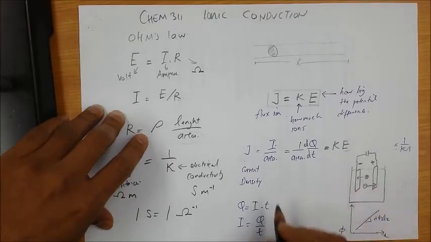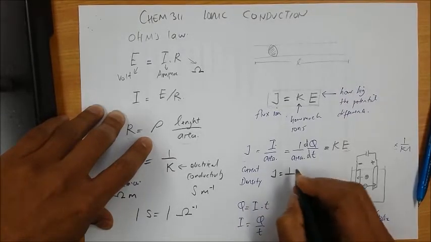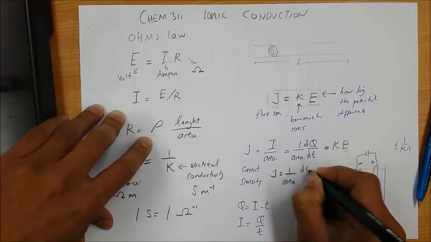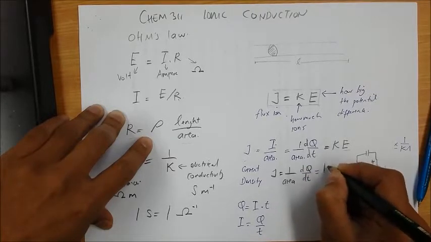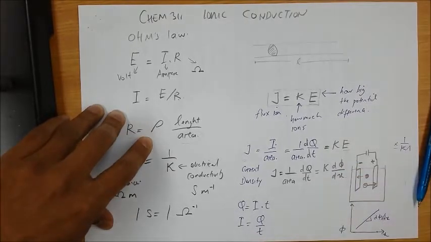Now I can substitute here, where the flux J becomes 1 over area times dq over dt, equal to kappa times d psi over dx. Because E is the driving force that makes the ions move. So the ions move because they respond to the potential difference between the two electrodes, and the potential difference is this line here, which is d psi over dx.